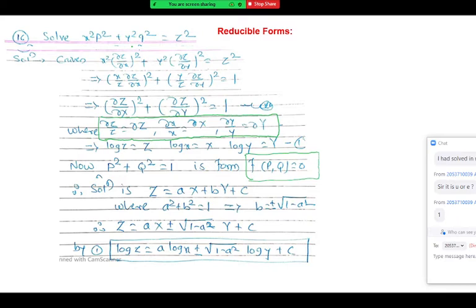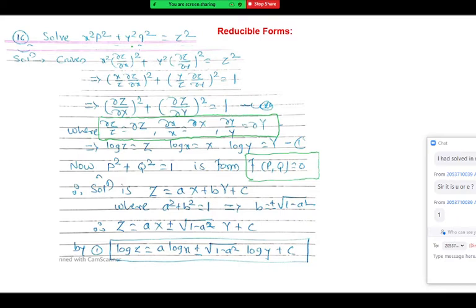So this is known as the reducible form. If any doubt is there, yes, you can ask. Is there any doubt in this question? Anyone?